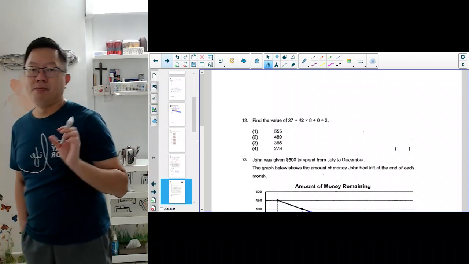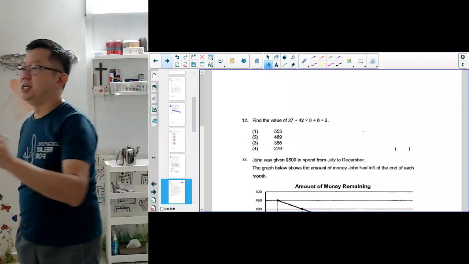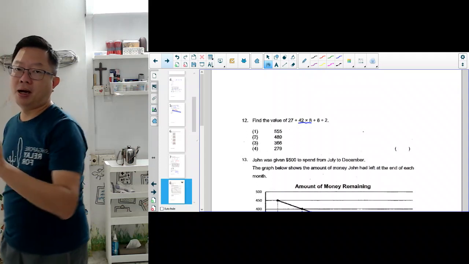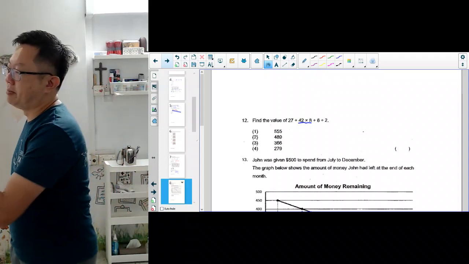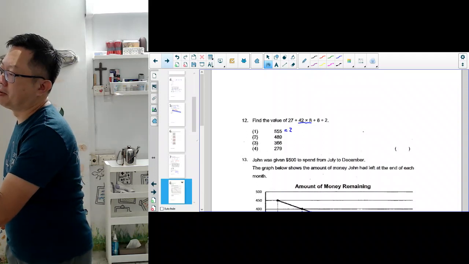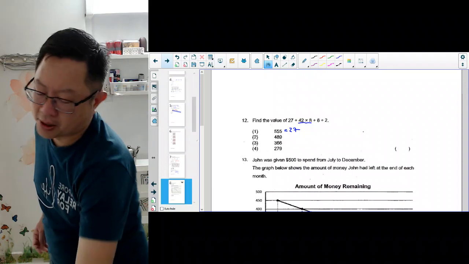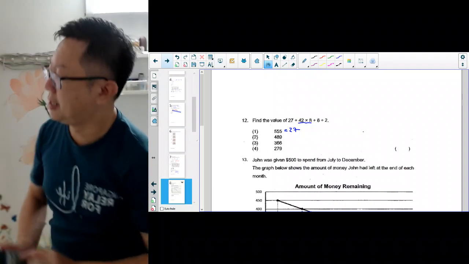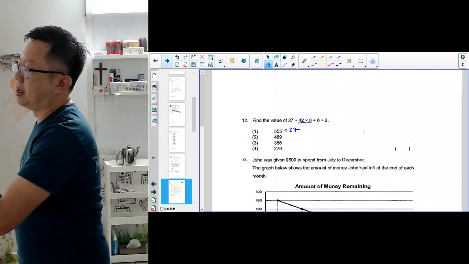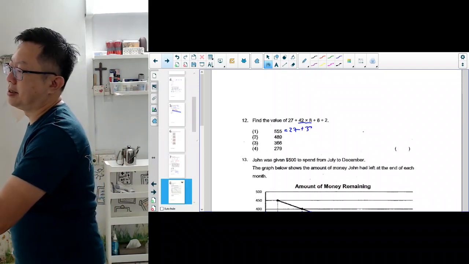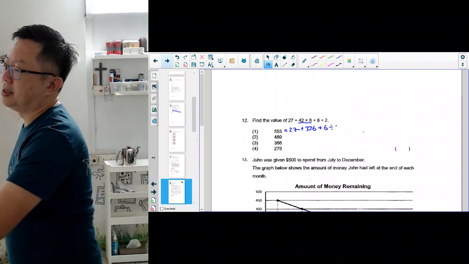So what is important and what comes first? What comes first that is important, which is your times. Times is more important than plus. So which means that you will have to do the times first. So you take 42 times 8, and of course you do your working. So I'm going to use my calculator so we can do it faster. So 42 times 8, you will get 336, and then you write out the rest of the equation.